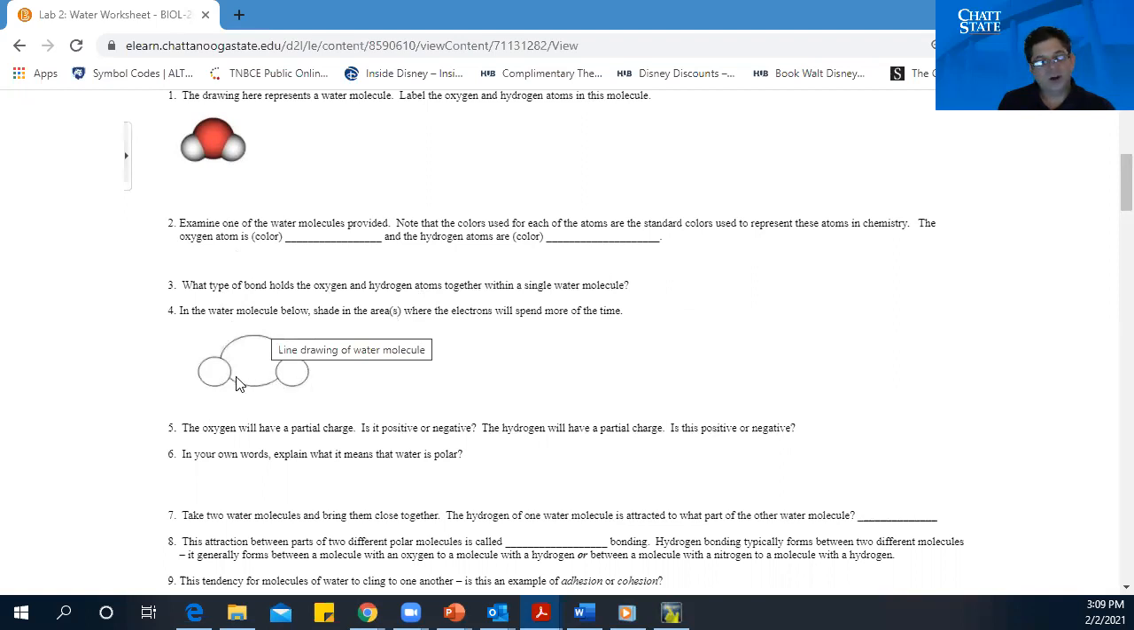So what is the charge of electrons? Negative. You got it. They're always negative. So where there are more electrons, it will be more negative up here. And then fewer electrons down here would mean it's still negative, but it's less negative, which really is the same thing as saying a little bit partially positive.